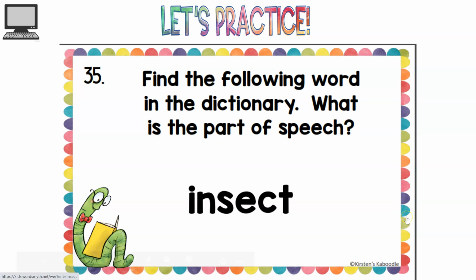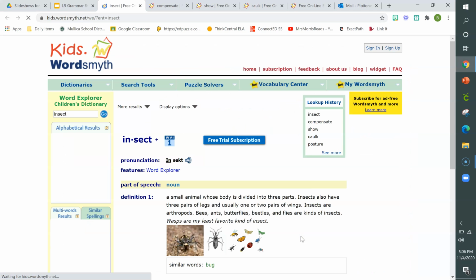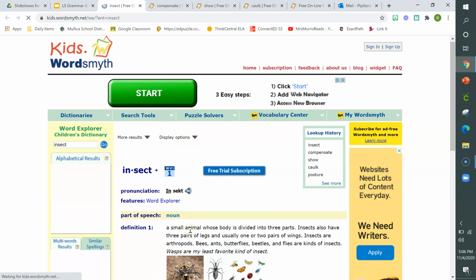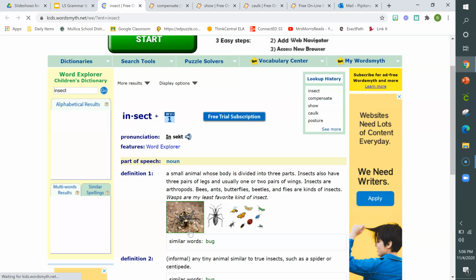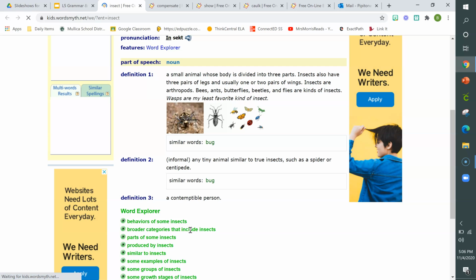Let's practice here. Can you find the word insect in your online dictionary and tell me what its part of speech is? Let's take a look together. Insect. Oh, part of speech is noun. It's a person, place, or thing. I guess it's that small, creepy, crawly thing we're used to seeing around outside. And it looks like it's a noun for 3 different definitions.